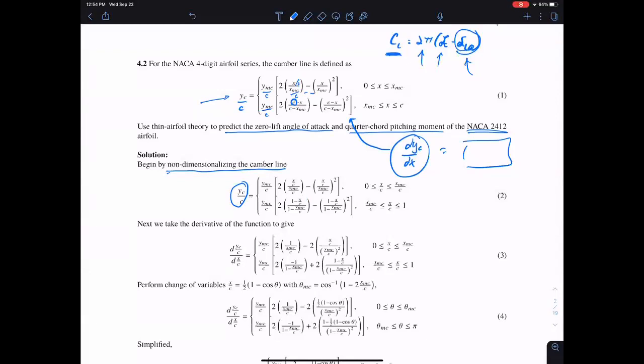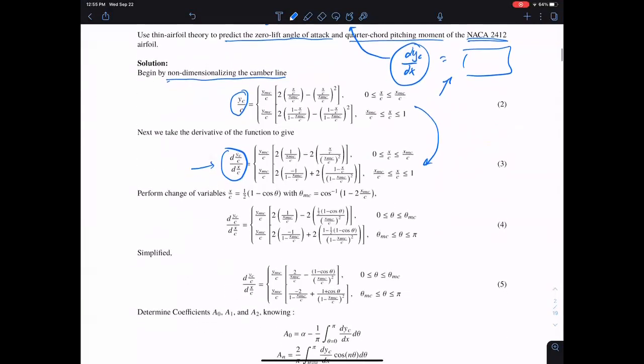And so now all of this is just in percent chord. We didn't change anything inherently about this equation. We just put it in a slightly different form. And now he's going to take the derivative of yc over c with respect to x over c. Same math. It doesn't matter which way you do it. You could have done it this way, or in non-dimensional form here. You'll get the same result either way. So this is the derivative of that with respect to x over c.